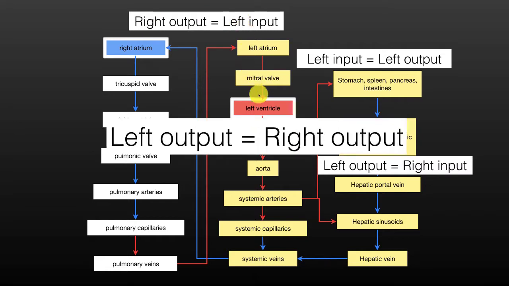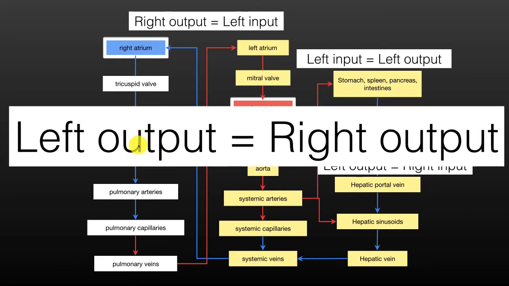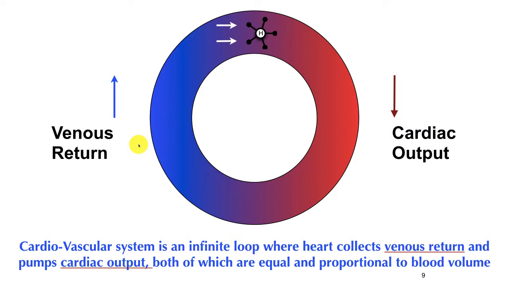So you can say that the left-sided cardiac output, in other words, cardiac output of the left ventricle, is the same as cardiac output of the right ventricle, and this is a key point to remember moving forward. In a sense, the heart is just an automaton which pumps what it gets. It collects venous return and pumps out cardiac output. It's a closed loop circuit where flow through all these segments must be equal.